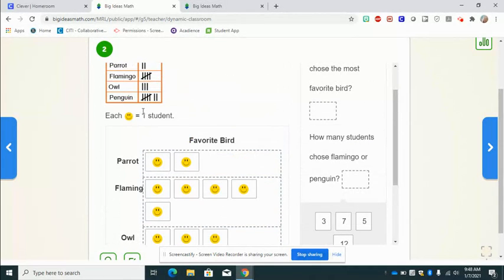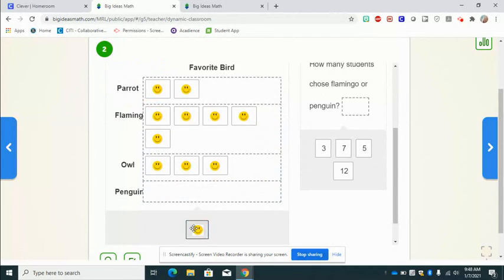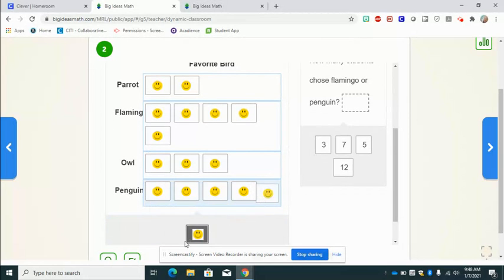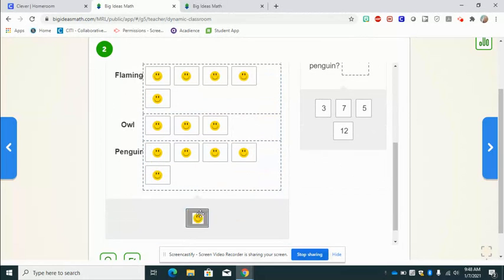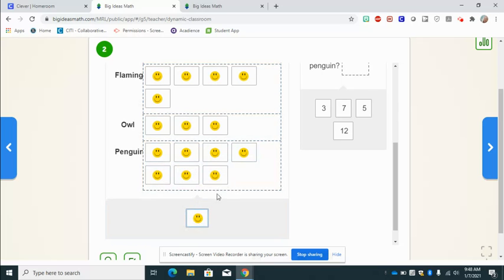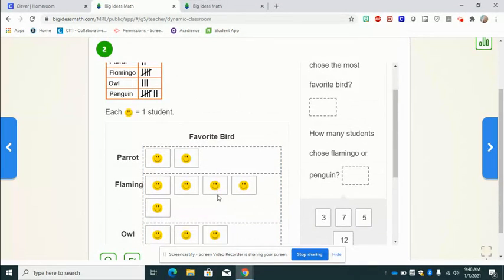And 7 students chose penguin, so we're going to make 7 smiley faces beside penguin. That's 3, 4, 5, 6, 7. Okay, and then we're going to answer our questions.